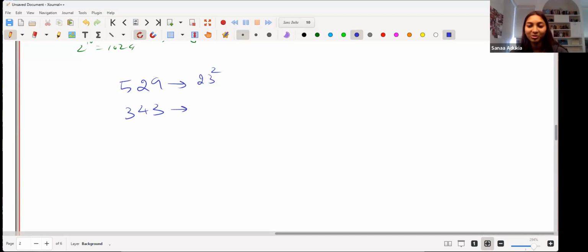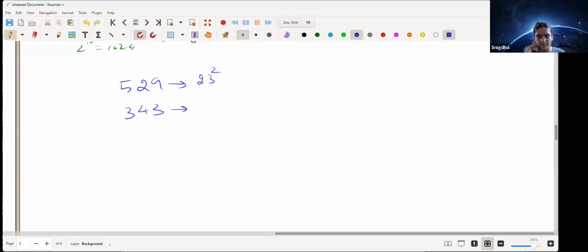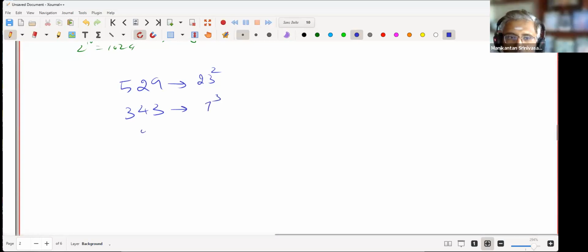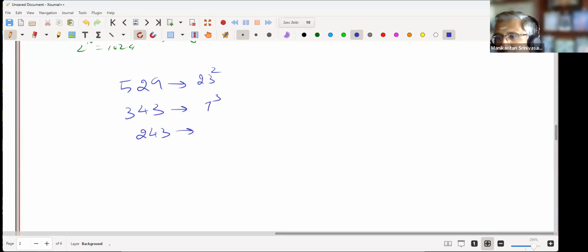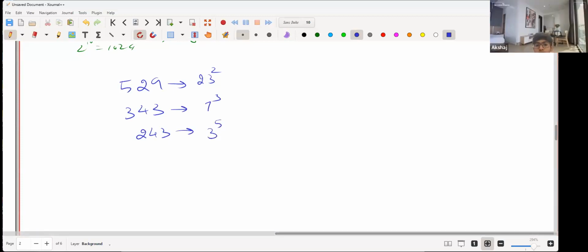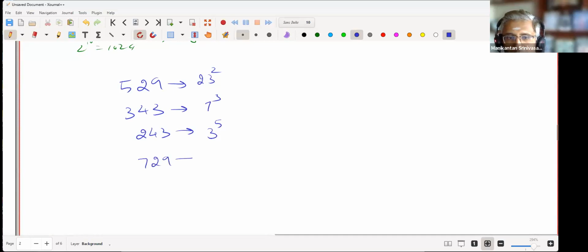Oh, if it can also be cubes, then I'll get confused. So can I answer? Yeah, go ahead, Snigdha. 7 cube. Yes. Akshaj, what is 243? 3 raised to power 5. Excellent.